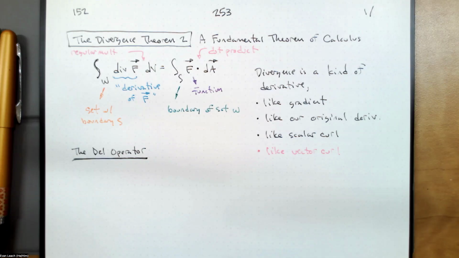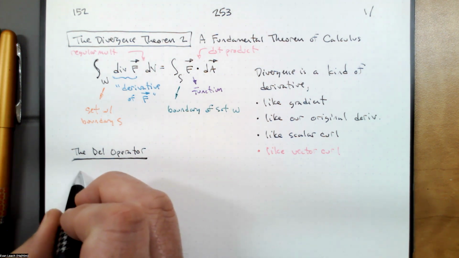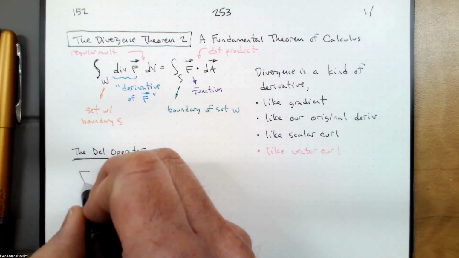Yesterday, we introduced the divergence theorem, and we introduced divergence as some kind of a derivative. Today, we want to look at what binds all these things together as a derivative, and it is the del operator. The del operator we represent with an upside down triangle, like an upside down delta. It has a name that I don't remember. I just call it del. So just draw an upside down triangle.